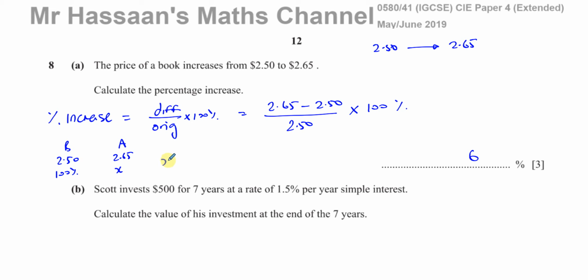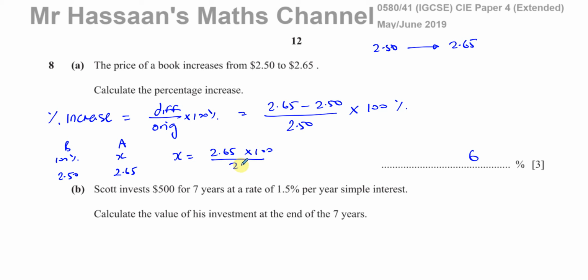If you want to find what x is, it's better in this type of question to write it the other way around to make life easier for cross multiplying. So I'll write down the knowns underneath: 2.5 to 2.65, and this is 100%. Its starting price, its original price, is 100%, and this is the new price, increased by a certain percentage, which we have to find. So we can cross multiply.